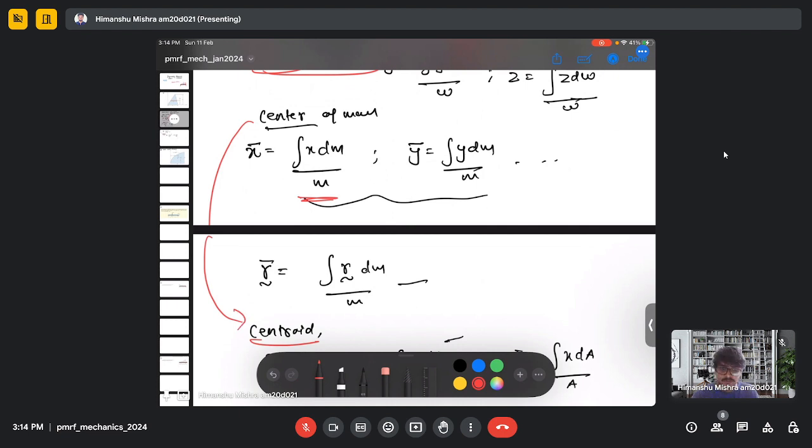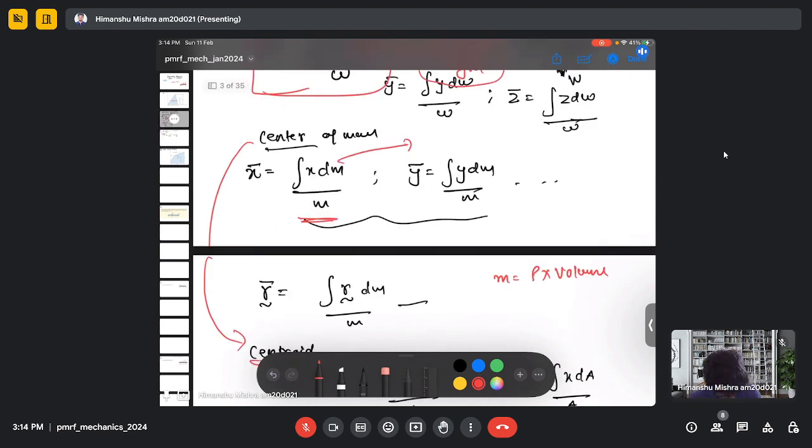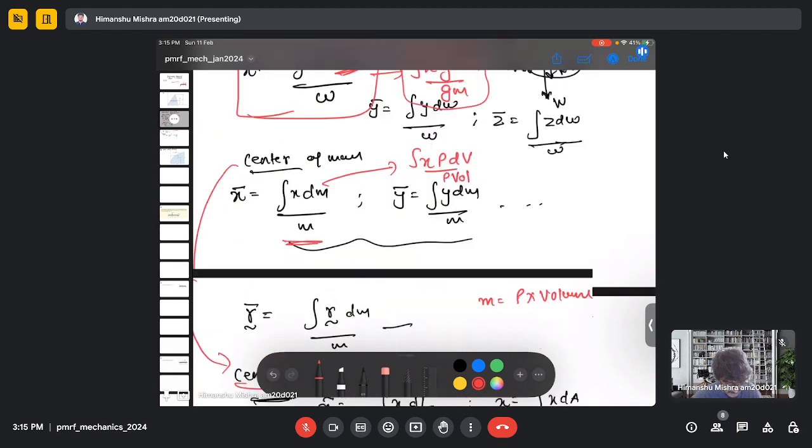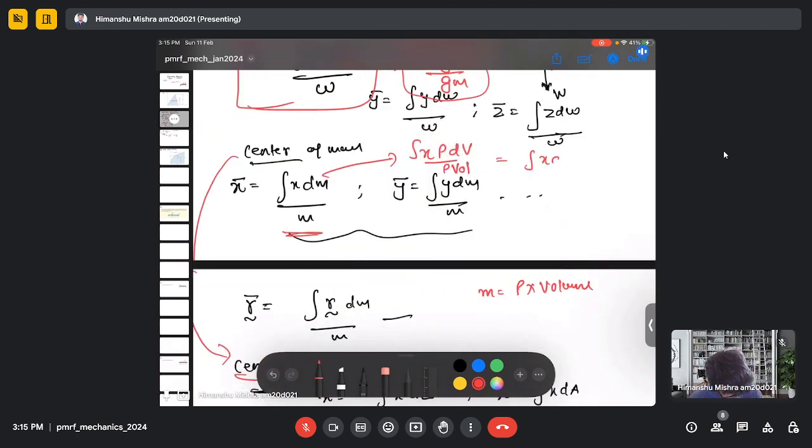So we all know that mass can be written as density multiplied by volume. So from this relation, I will get x rho dV integration divided by rho volume. So now, let's say my density is constant throughout the body, so I have this body, and in this body the density is constant everywhere. So in that case, I will get x dV divided by volume.